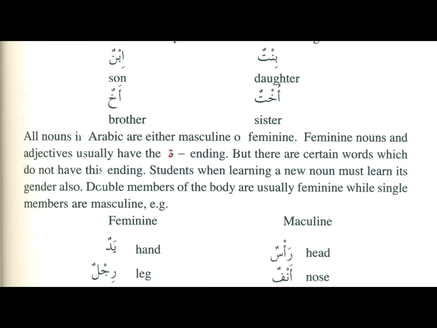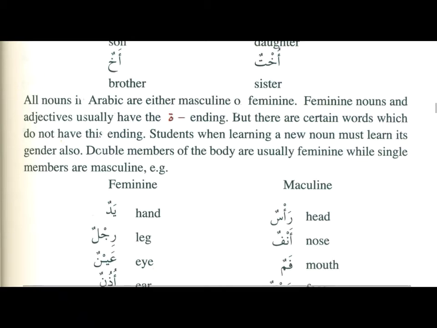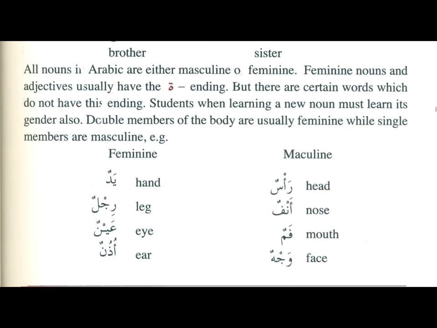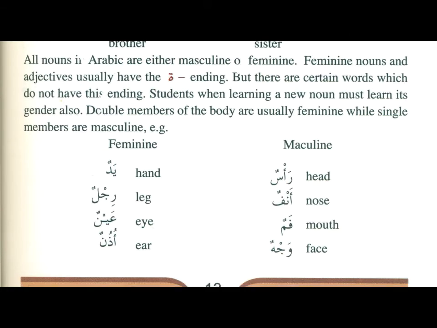Then what about the body parts? Like we have hands, head, leg, nose. Those body parts which are in pairs, like you have two hands, two legs, two eyes, two ears, these words, yad, rijl, ayn, udhun, are considered feminine words in Arabic. And those body parts which are singular, like ras, you have only one ras, one nose, one face, one wajh, these are considered masculine. You can also read this by pausing the video.